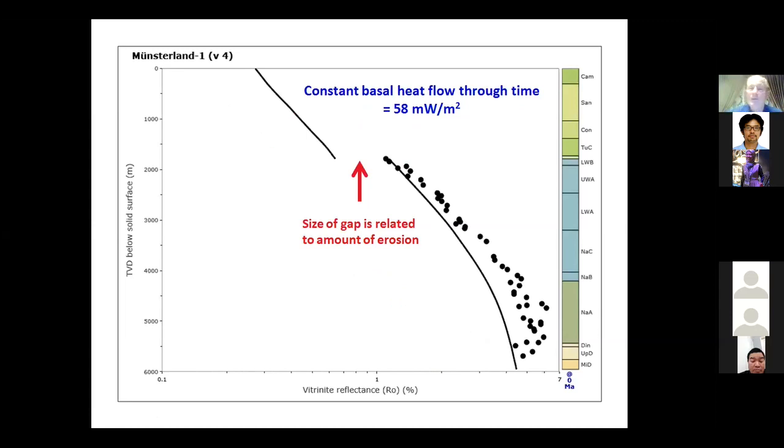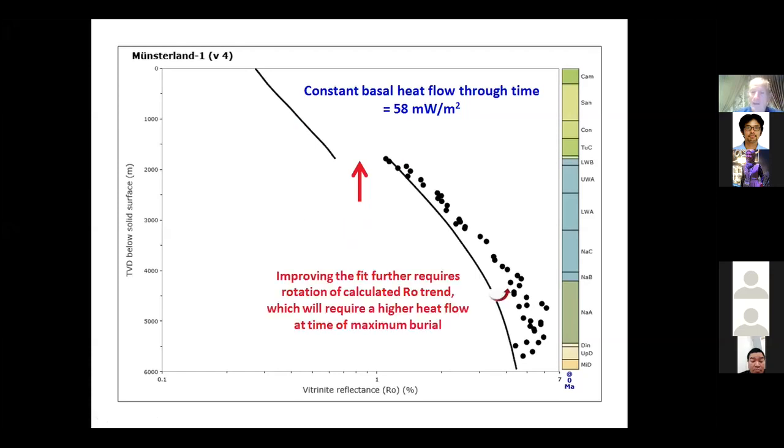When I try to model the vitrinite reflectance using this thermal history with a constant basal heat flow through time of 58 milliwatts, it's fine right up at the top of the Carboniferous with about 2,000 meters of erosion. But as we move down, the calculated maturity is too low. We need higher maturity, which means higher heat flow, hotter temperatures. So our model is not bad, but it's not quite right yet. To improve this fit, we're going to have to rotate this trend line counterclockwise. And rotating it is going to require a higher heat flow, specifically at the time of maximum burial, which is when this maturation probably occurred.